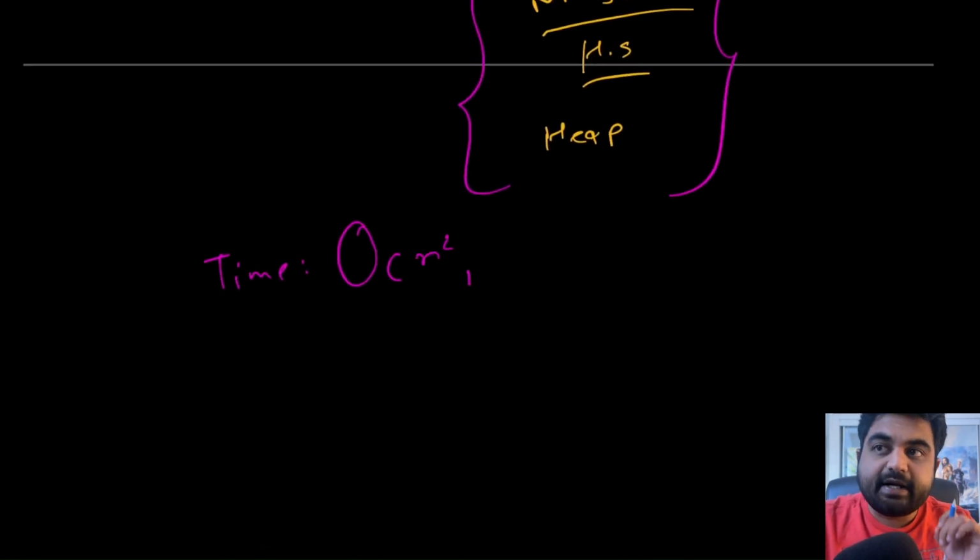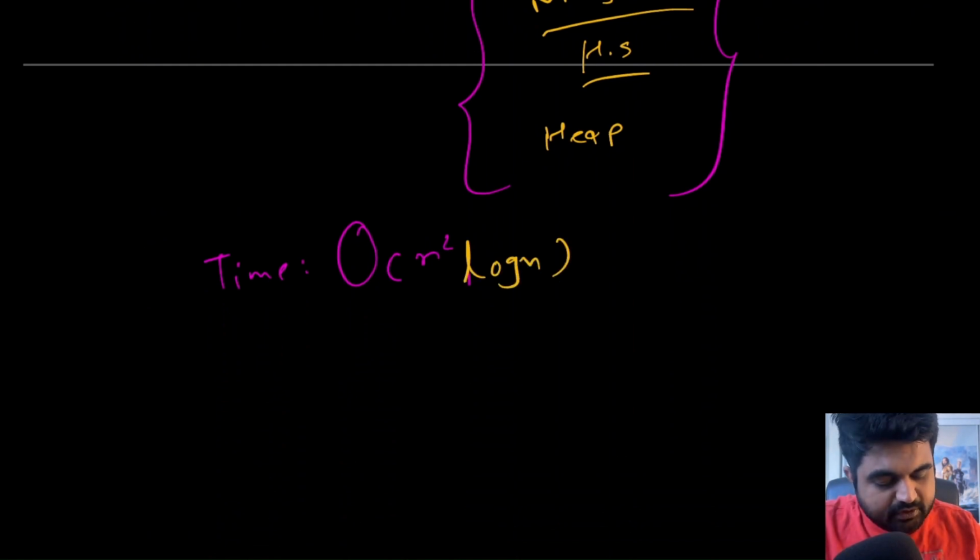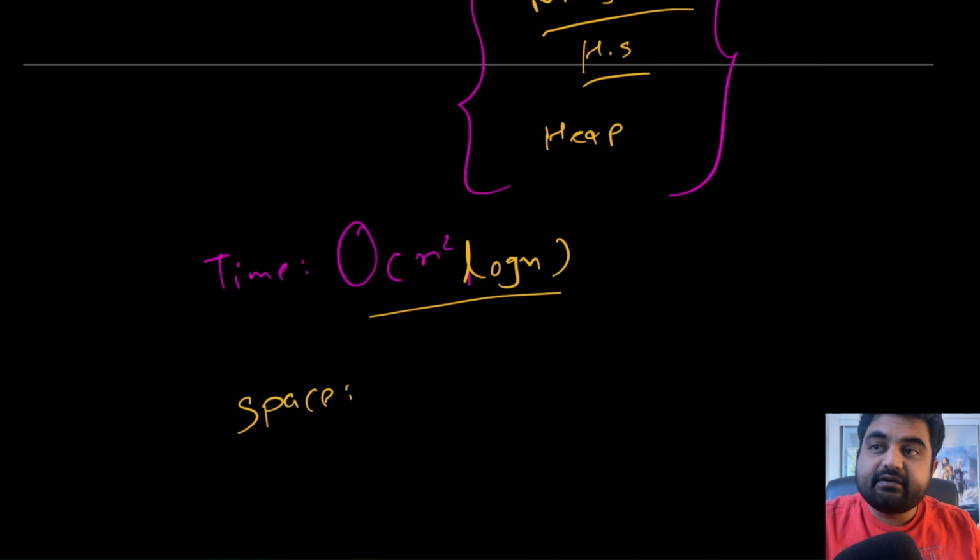And then we will have to find the shortest distance, and shortest distance we are finding by using a heap. So it takes n log n time in order to find the solution from the heap. So overall, the time complexity is going to be big O of n square log n. If we see space complexity, because we are storing all the entries inside our heap, it is also going to be big O of n square.